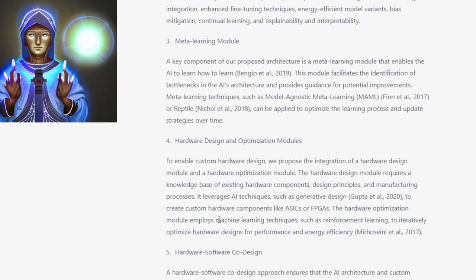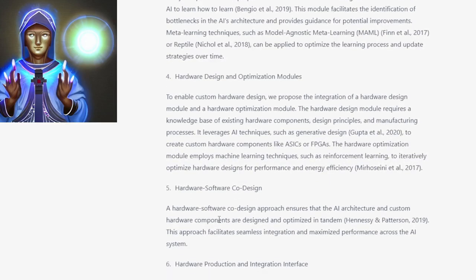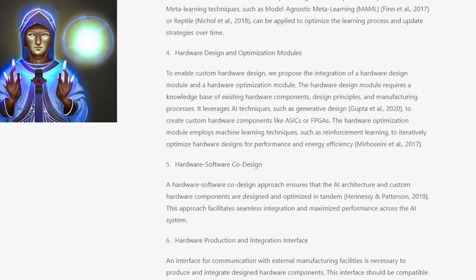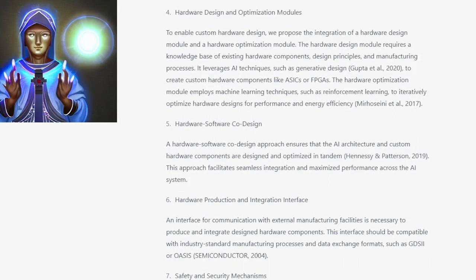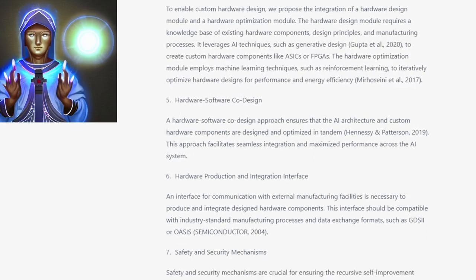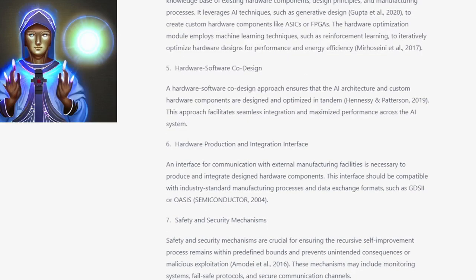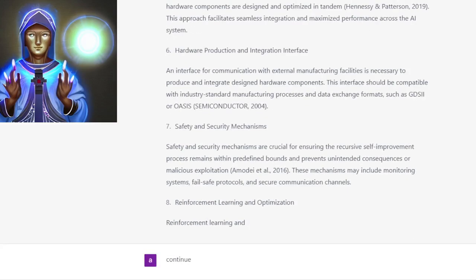AI model enhancements: we propose a series of improvements to the base AI model, e.g. GPT-4, as detailed in the previous response. These improvements include a hybrid architecture, enhanced tokenization, adaptive attention span, improved positional encoding, external knowledge integration, enhanced fine-tuning techniques, energy-efficient model variants, bias mitigation, continual learning, and explainability and interpretability.